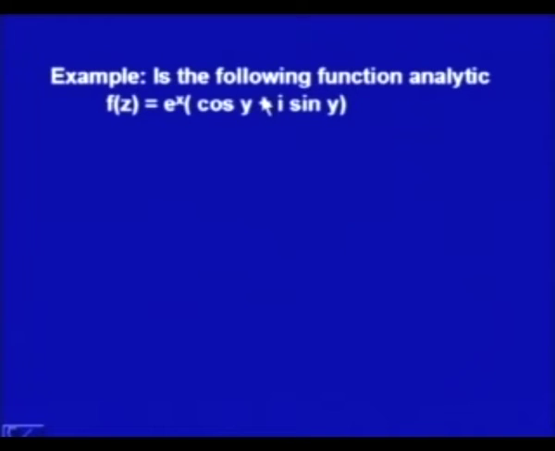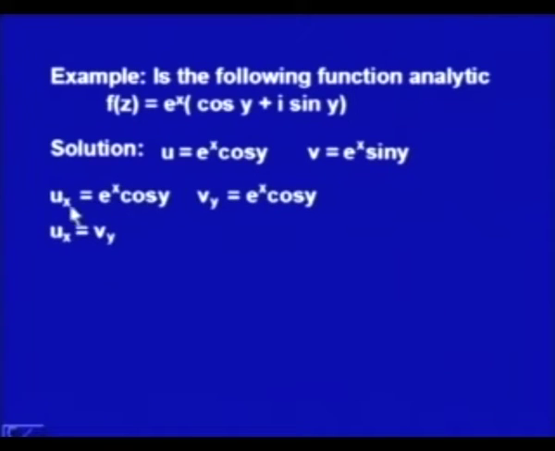In the next example, you have to show whether the function is analytic or not. So, we consider f(z) = e^x (cos y + i sin y). Accordingly, u = e^x cos y and the imaginary part v = e^x sin y. We calculate the various derivatives: u_x = e^x cos y and v_y = e^x cos y, and we can see that u_x = v_y. Similarly, when you calculate u_y and v_x, both derivatives satisfy the condition.